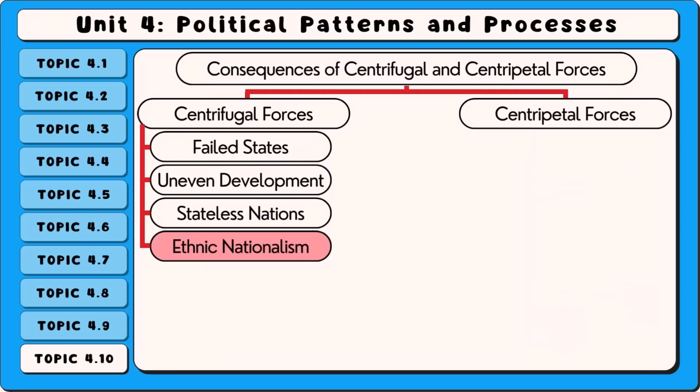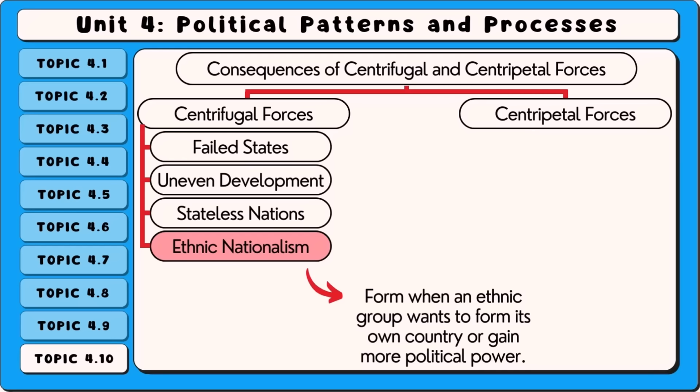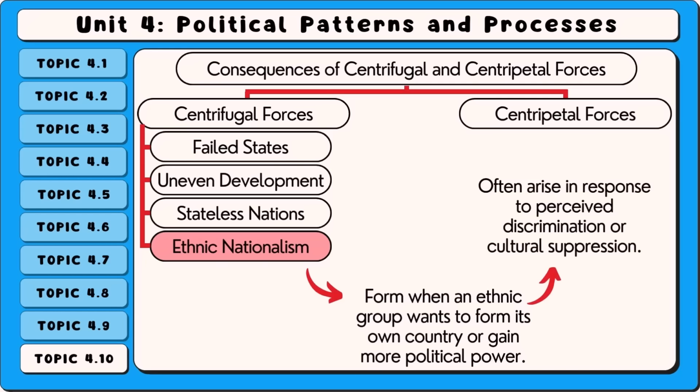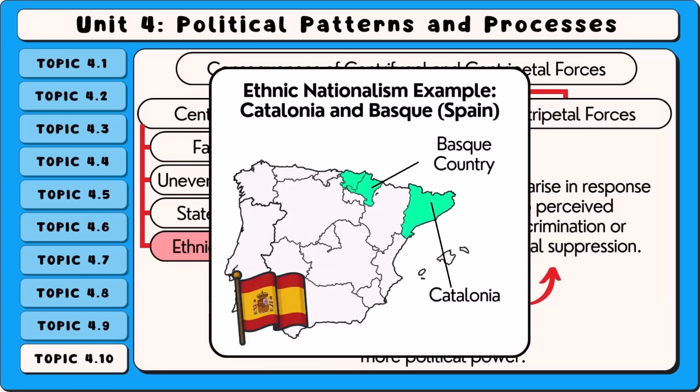The fourth consequence is the rise of ethnic nationalist movements. These movements form when an ethnic group wants to form its own country or gain more political power. They often arise in response to perceived discrimination or cultural suppression. For example, the Catalan independence movement in Spain is driven by the belief that Catalonia should be a separate nation because of its unique language and culture.